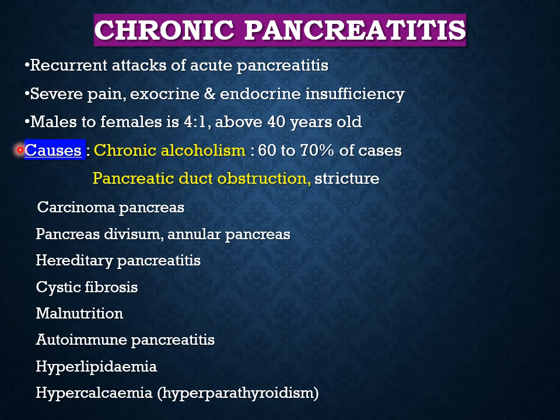Causes, two main causes. Chronic alcoholism is the most common cause, and pancreatic obstruction from various causes, strictures, tumors, or chronic fibrosis. Okay, these are the common causes. Other causes include carcinoma of the pancreas, basically due to obstruction of the pancreatic duct, pancreas divisum or annular pancreas, hereditary pancreatitis, which has a family history of chronic pancreatitis, cystic fibrosis, malnutrition, autoimmune pancreatitis, hyperlipidemia and hypercalcemia, usually in hyperparathyroidism.